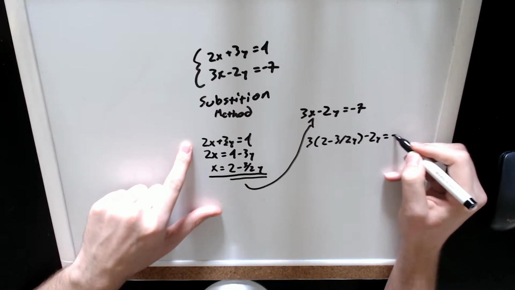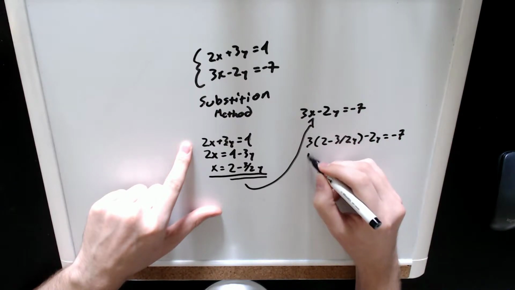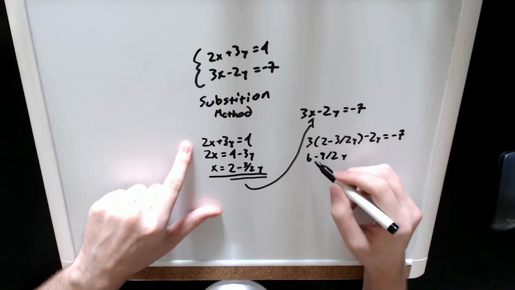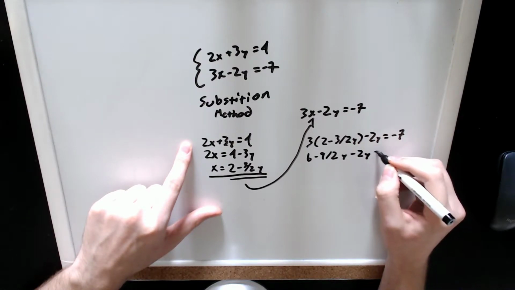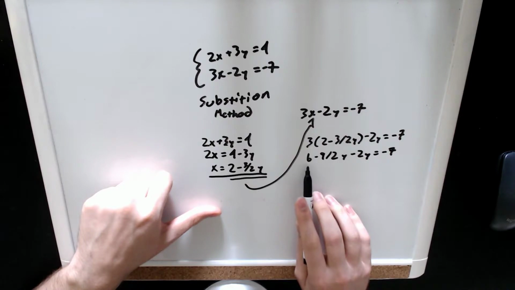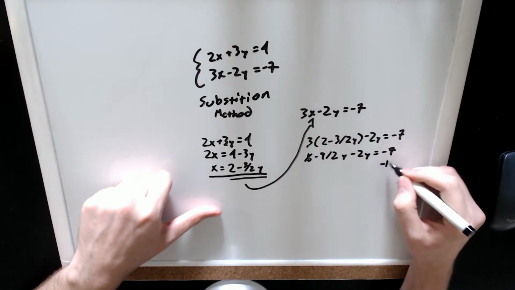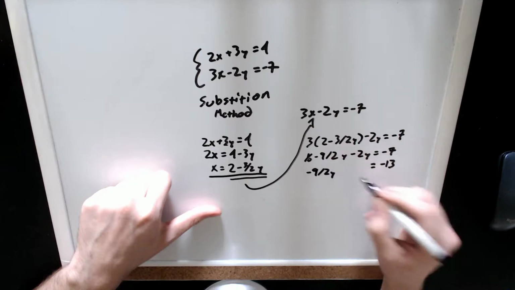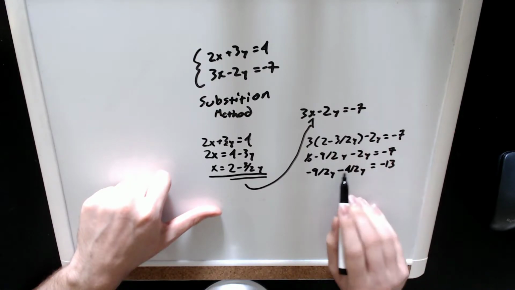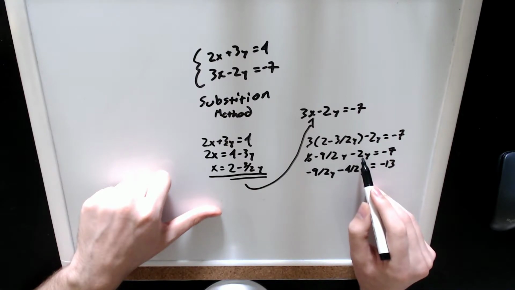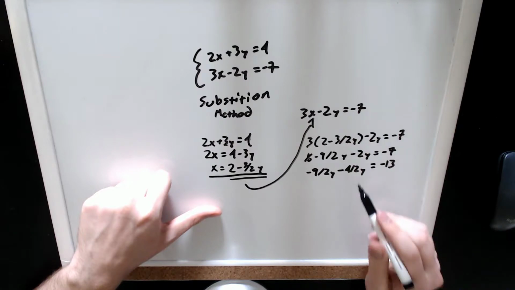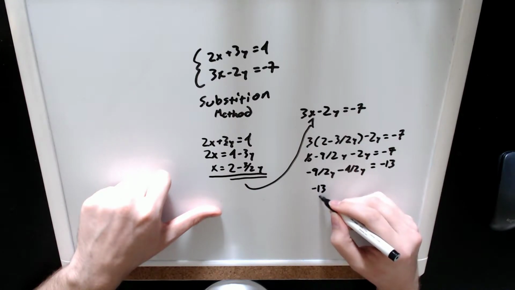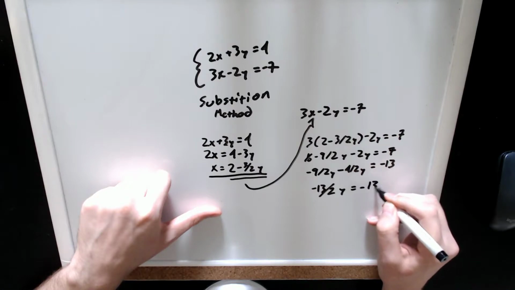minus 2y equals -7. 3 times 2 is 6. 3 times -3 halves is -9 halves. And then we bring down our negative 2y and our negative 7. Let's bring our 6 over here by subtracting it from both sides, we get negative 13. And let's get these in like terms. We have negative 9 over 2y minus 4 over 2y, right? Because 4 divided by 2 we get 2, because 2 times 2 is 4. So if we add these like terms together, we get negative 13 over 2y equals negative 13.